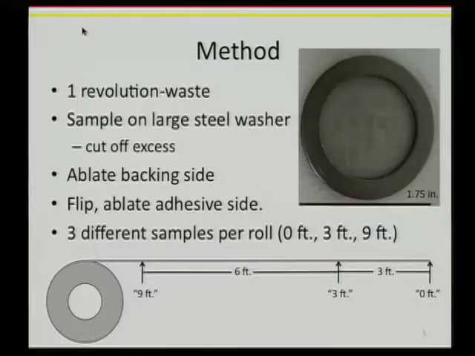For our homogeneity studies, I took 3 different samples per roll. After I exposed fresh tape, I would take a sample, which I called the 0 feet sample. Go 3 feet down, and I called that the 3 feet sample, and then another 6 feet I called the 9 feet sample.